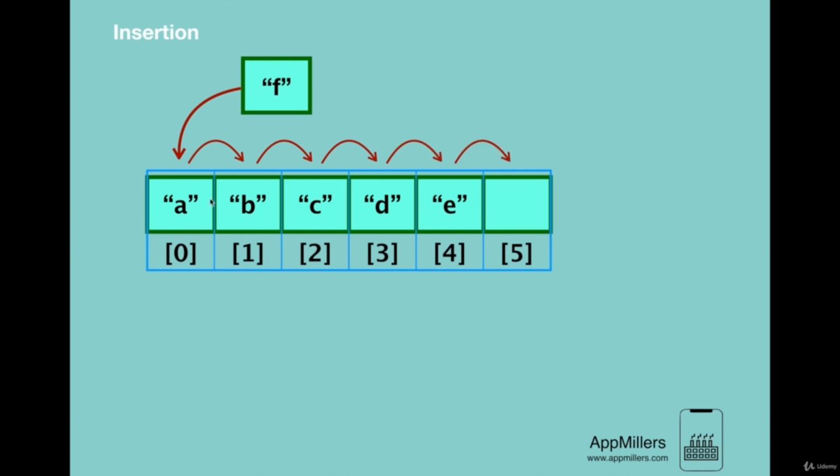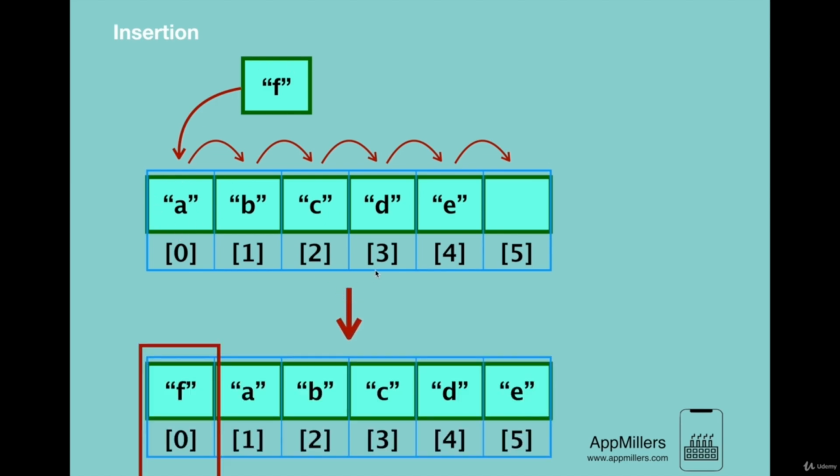So in this case, A will move here, and B will move here, and C will move here, and D will move here, and E will move here, which means that the index of A will become 1, and the index of B will become 2, and so on. Then after moving all elements, we can insert this element over here, because this cell will be empty. So the insertion will be completed like this. But this is a very time-consuming process, because imagine that if we have a million elements, we have to move all elements to the right, which is a very time-consuming operation.